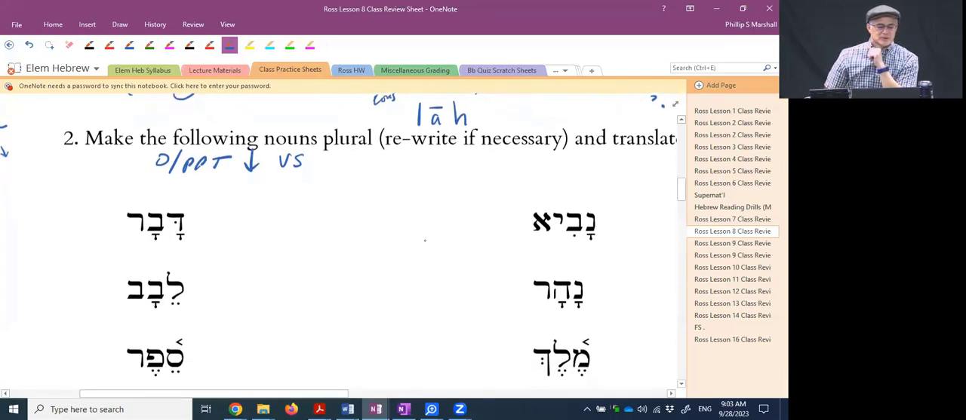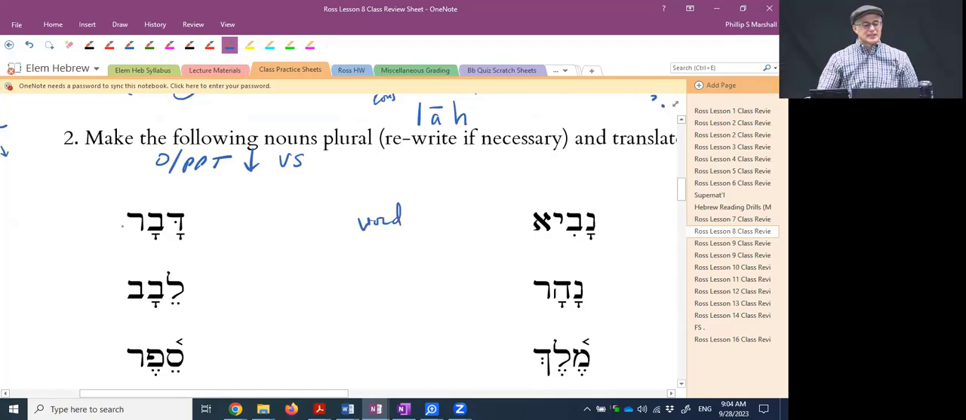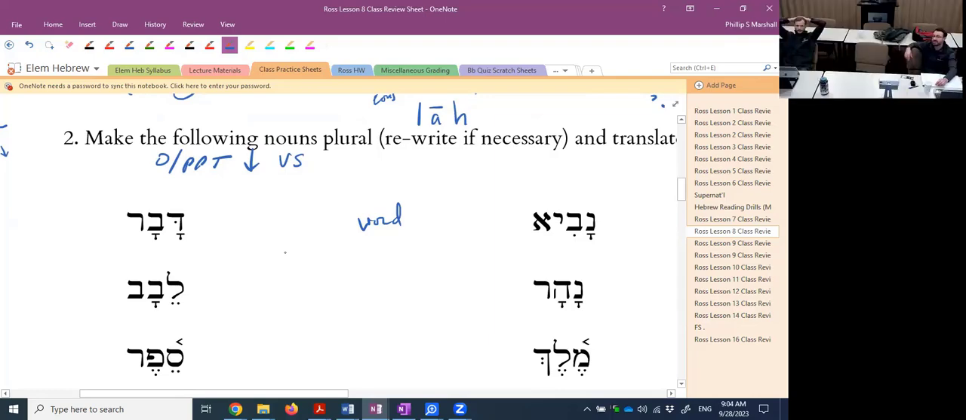So we will focus on that. So let's first of all look at the word davar on the left. What does that word mean? Word. And I want to take this singular word and pluralize it. What gender do you think davar is, looking at the ending? Masculine singular.